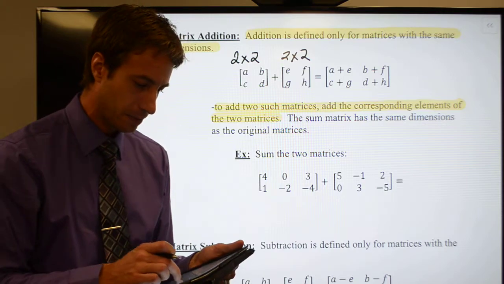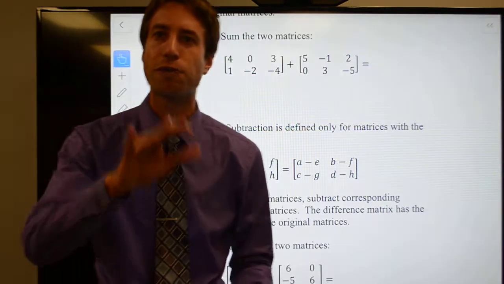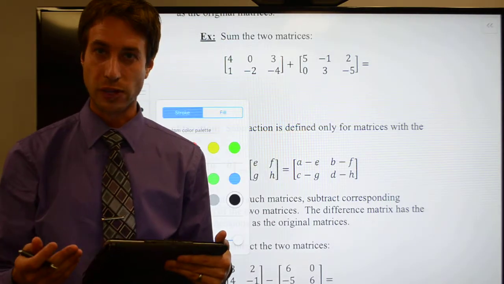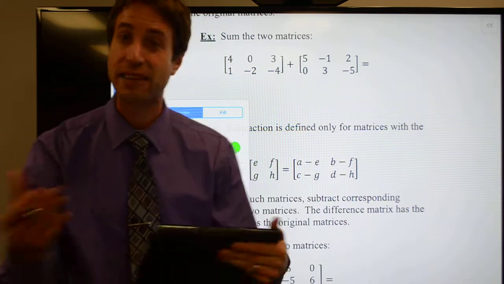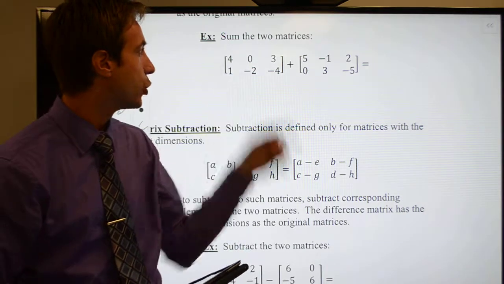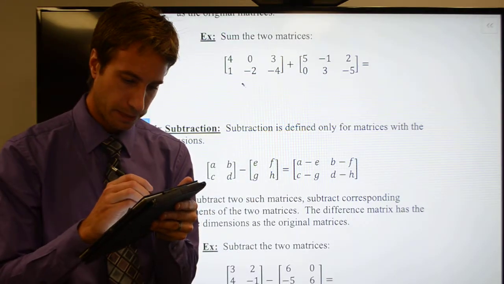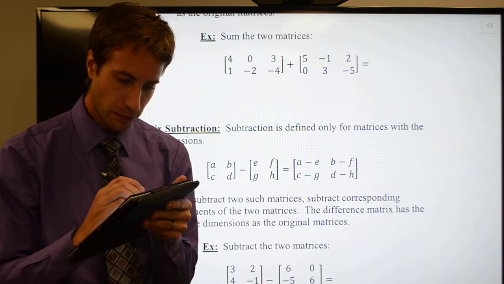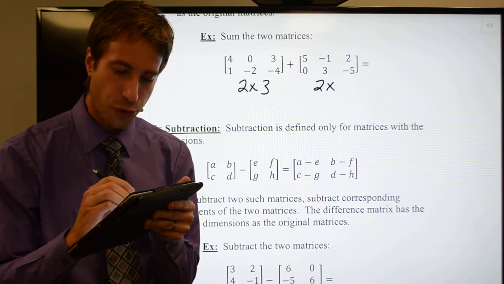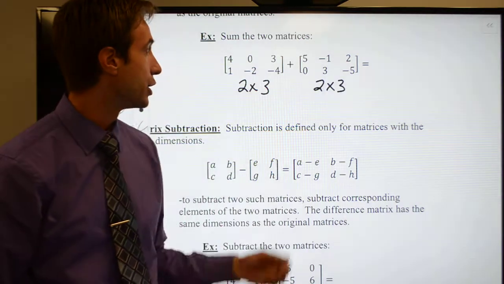I have right here an example one for you. I give you two matrices. You first must determine, is addition defined for these matrices? Do they have the same dimensions? Can I even do it? Can I do addition? Well, in this case, what I've got here is I have a 2 by 3 matrix. And this one is also a 2 by 3, so yes, addition will be defined. Let's go ahead and do it.